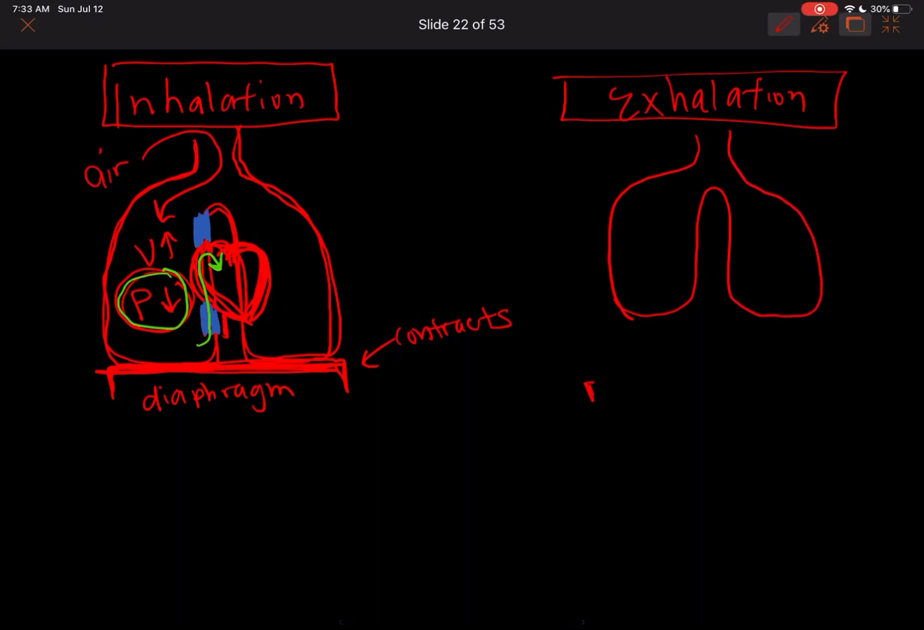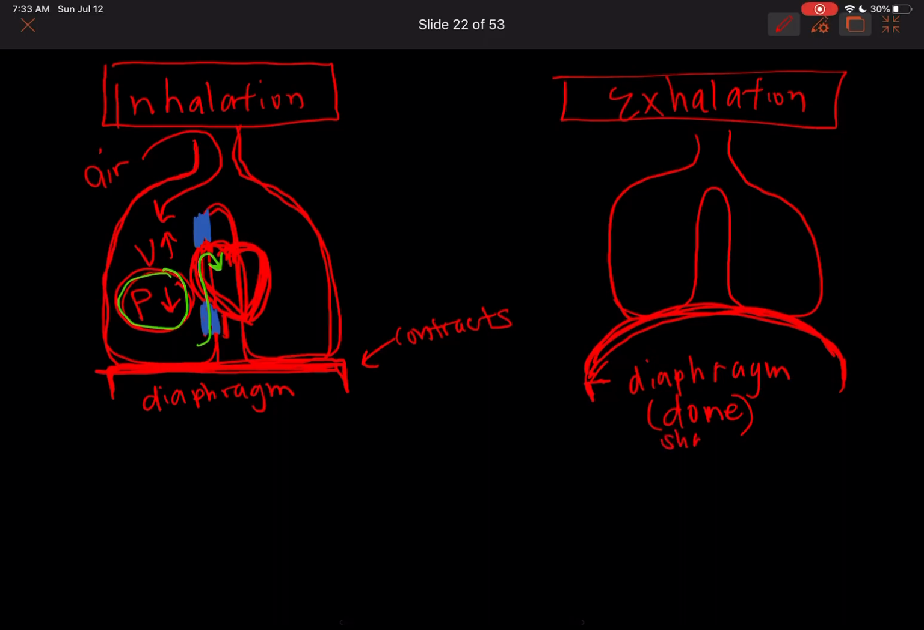Your diaphragm will relax, which gives that curvature again, because a diaphragm's original shape, in its relaxed mode, is a dome shape. So when you're doing normal exhalation, you're just relaxing your diaphragm, allowing it to go back to that curved dome shape, which then pushes up on the lungs.